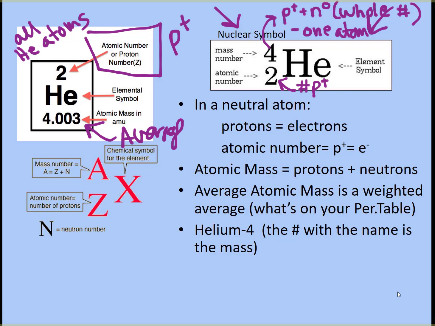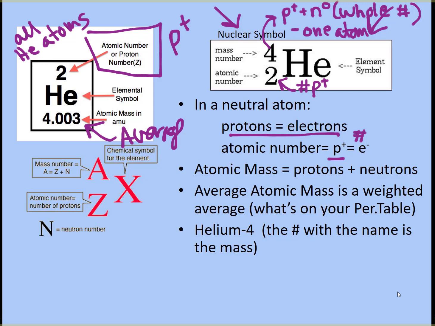Just to sum up, in a neutral atom, the protons equal the electrons. That means the positive charges equal the negative charges. The atomic number equals the number of protons and also equals the number of electrons. So in a neutral atom, if I had boron, the atomic number would be 5. I would also have 5 electrons to cancel out those 5 protons.